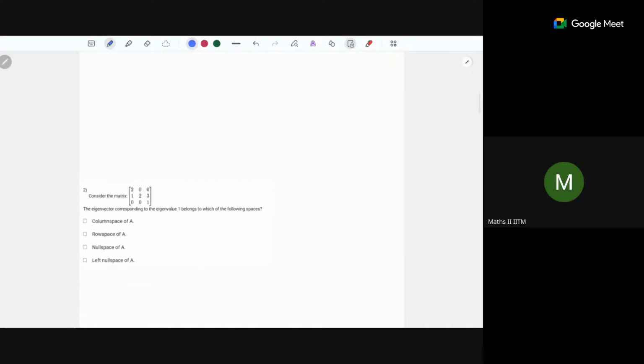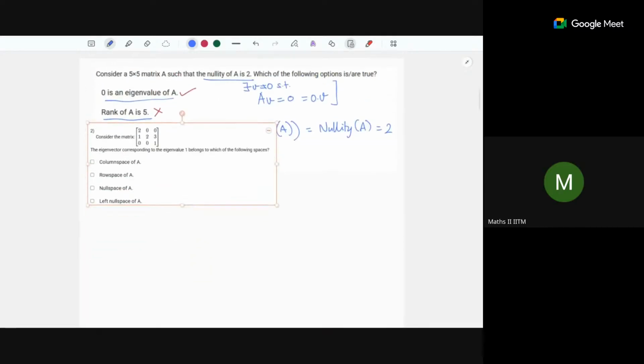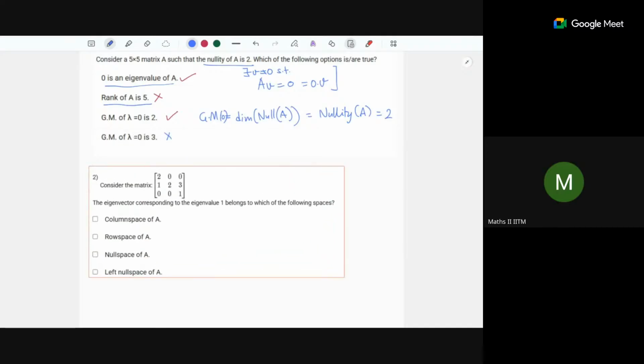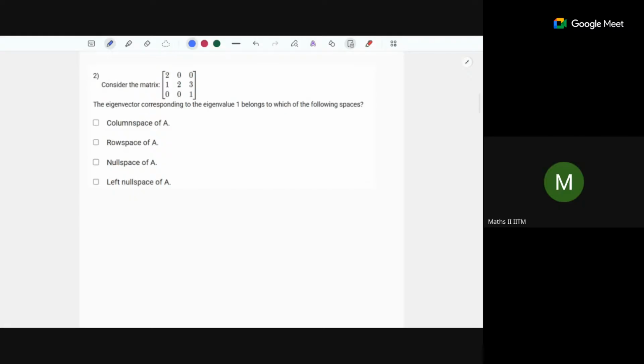All right, now let's look at this question. What does this question say? It says to consider the matrix. The eigenvector corresponding to the eigenvalue belongs to which of the following spaces? I will give you a few minutes to think about this, and then I will ask what the correct answer should be.